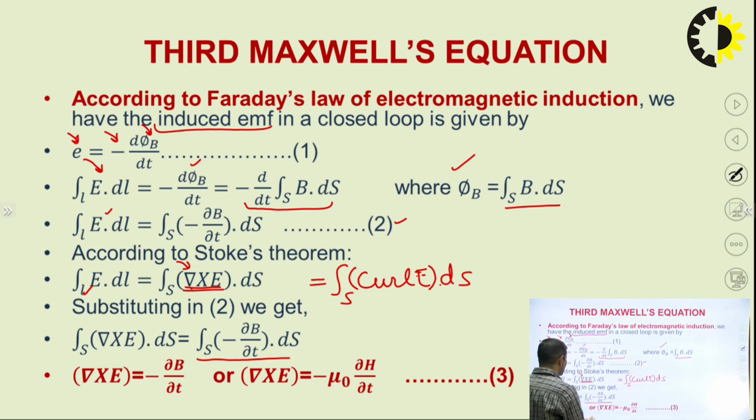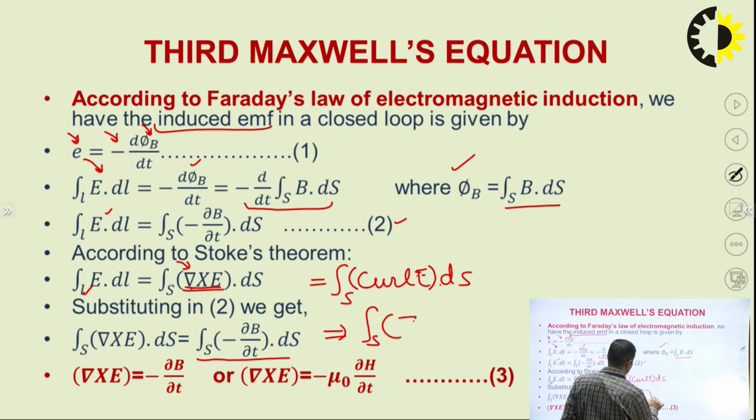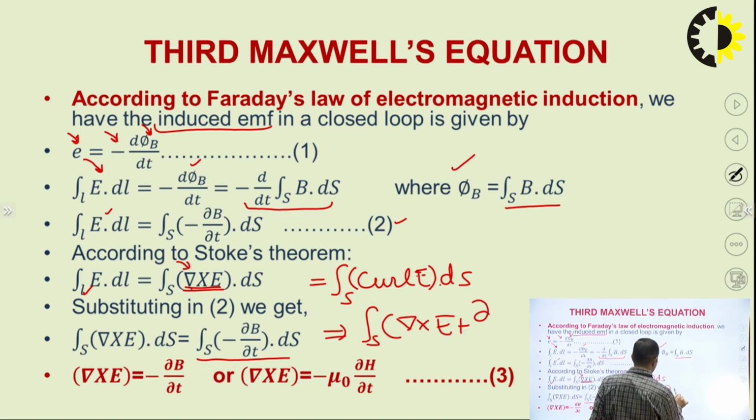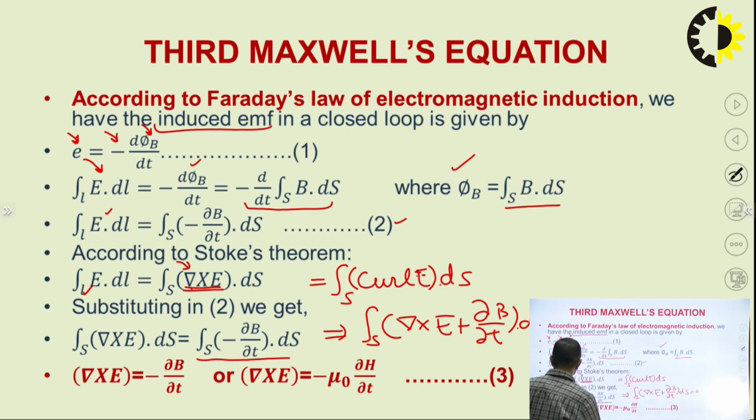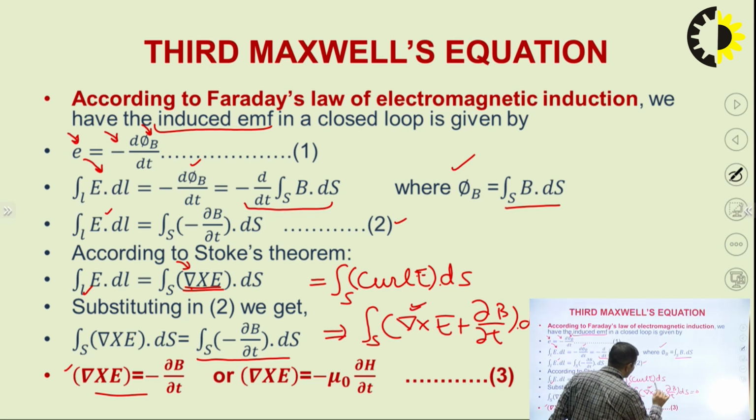Then we can write the last equation in this form: the surface integral over a surface S of del cross E, and moving to the left hand side it becomes plus del B by dt, dot ds, equal to 0. To get this last equation, we put the equation in this form, and then we can write it without the integral sign.